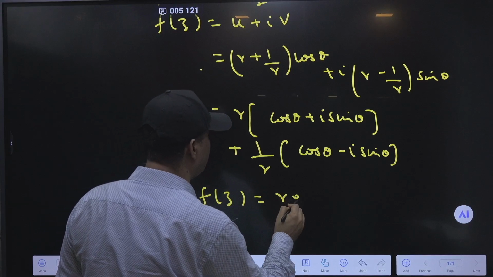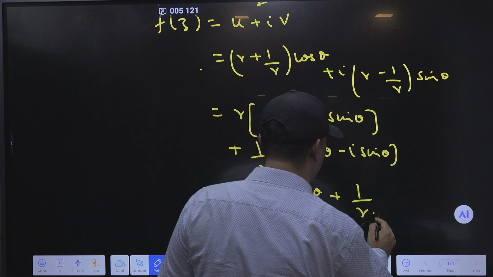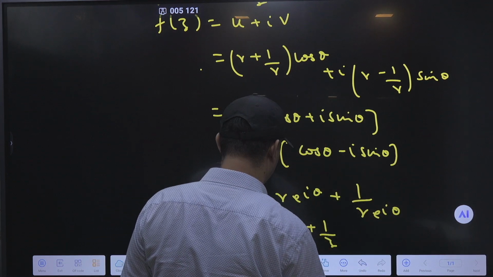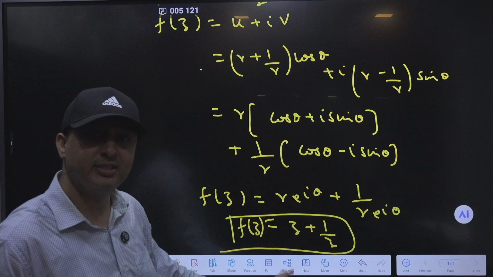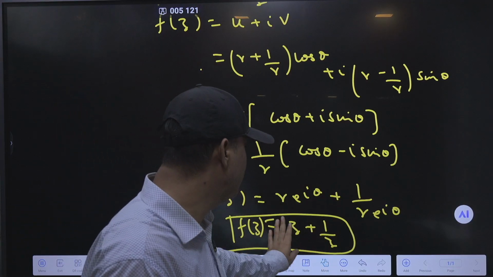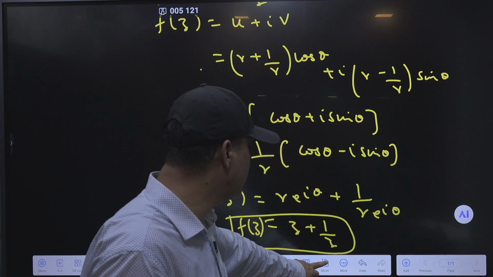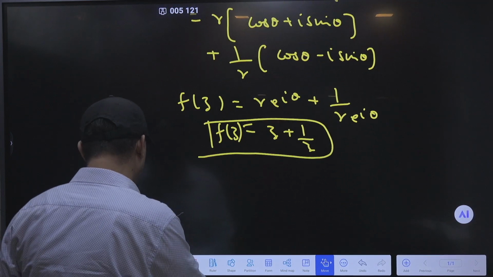So this, I can directly write as f(z). This is nothing but e to the power i theta plus 1 by r e to the power minus i theta. This is your z plus 1 by z. So in all these cases, what I get is the same answer, that is f(z) is equal to z plus 1 by z. Whichever formula I used, I can have it. Sometimes the examiner will ask you to find both u and v.